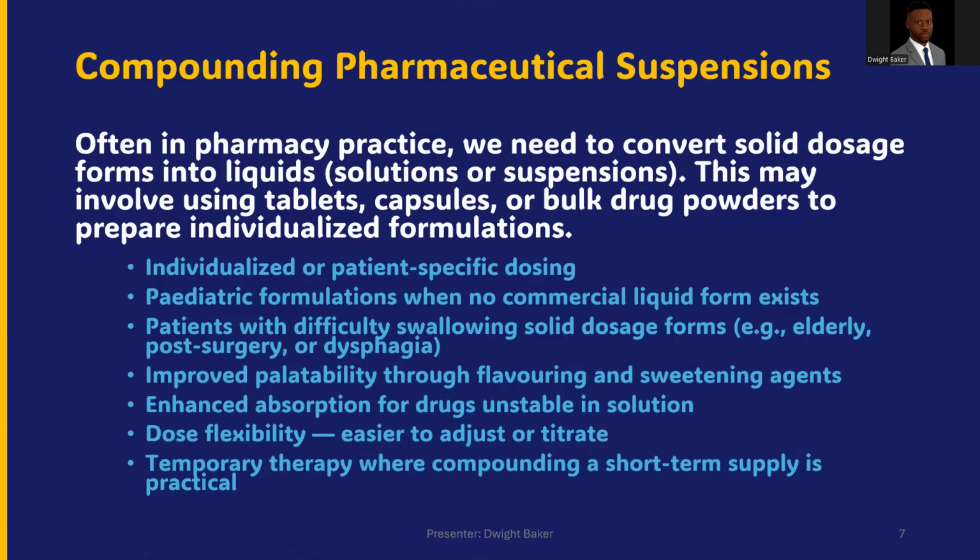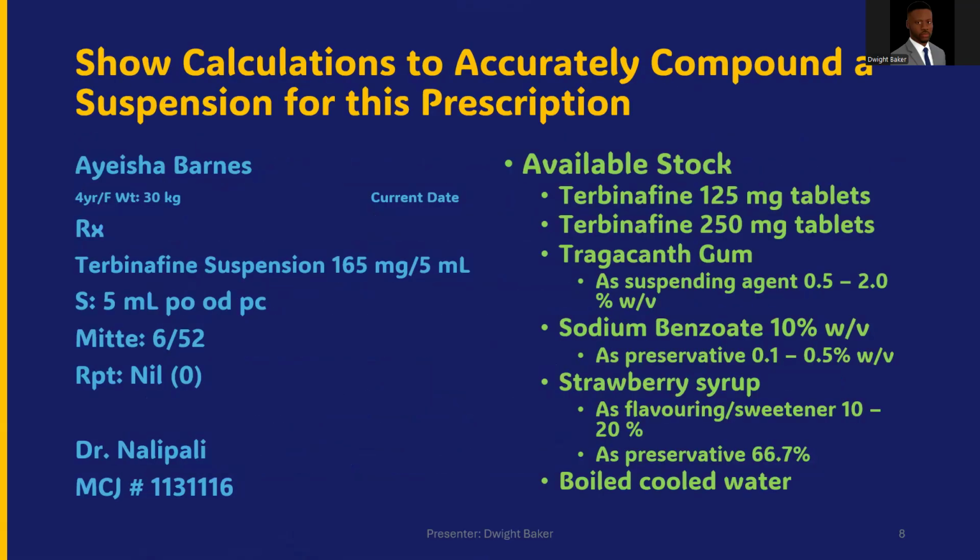Could be that you want to improve the palatability, the taste of the medication. The medication is bitter, so you add a sweetening agent or a flavoring agent. Or you want to increase the absorption of the medication. Or dosing flexibility, so we talk about measuring doses as well. And a lot of the time you will see these prescriptions come to you ever so often, and so you must be familiar with this concept where you need to make up a suspension for the patient that you may have before you.